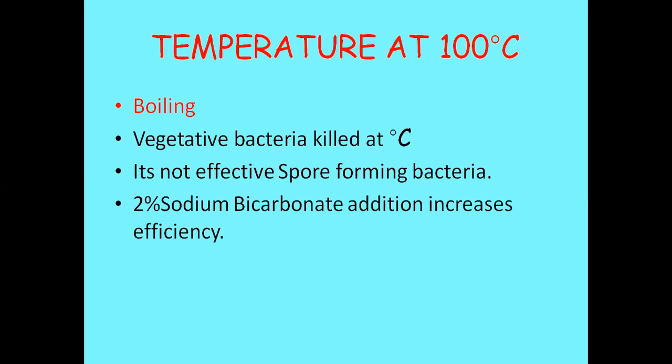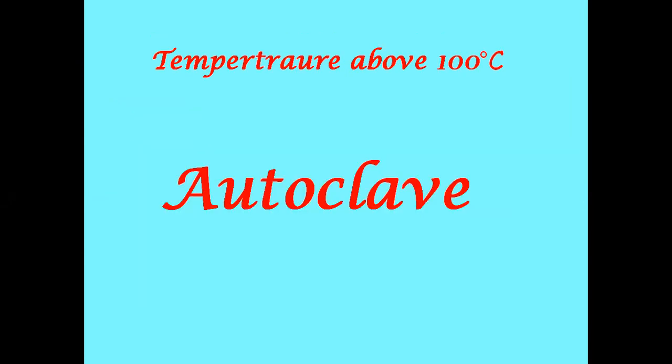And temperature at 100 degrees Celsius is simple boiling, where vegetative bacteria are killed at 100 degrees Celsius. Even heating at 80 degrees Celsius can do it, but that is not effective for spore-forming bacteria. The addition of 2% sodium bicarbonate increases the sterilization efficiency of boiling. And for temperature above 100 degrees Celsius, the best example is the autoclave. The functioning of the autoclave, its mechanism, principle and procedure, I will upload in the next video.